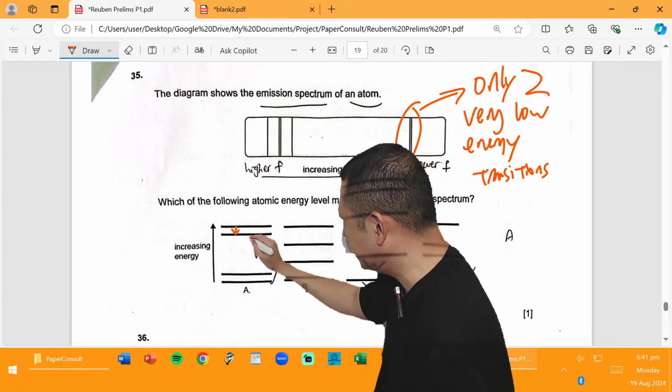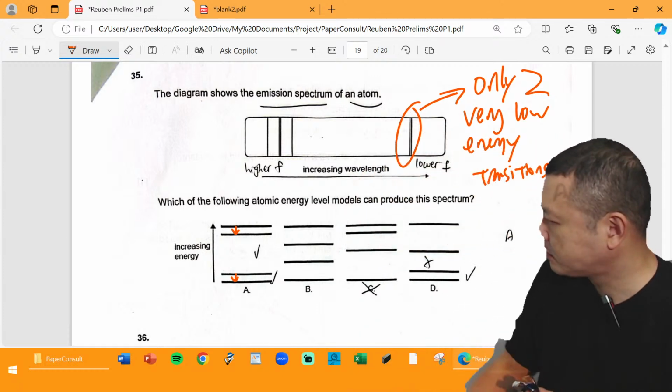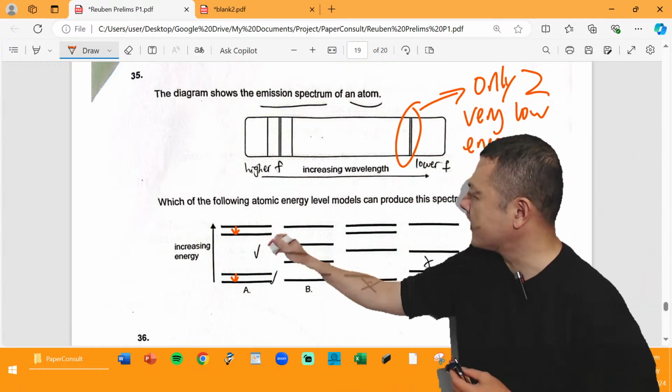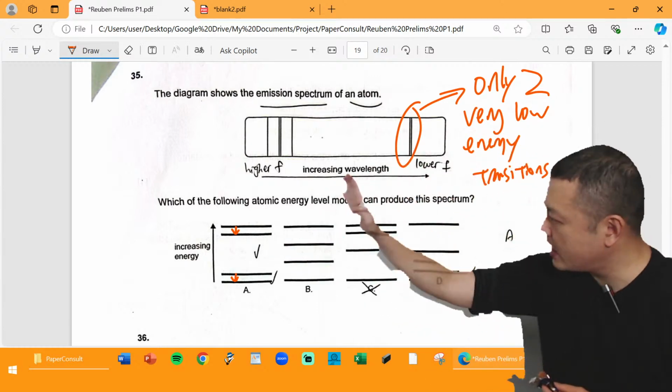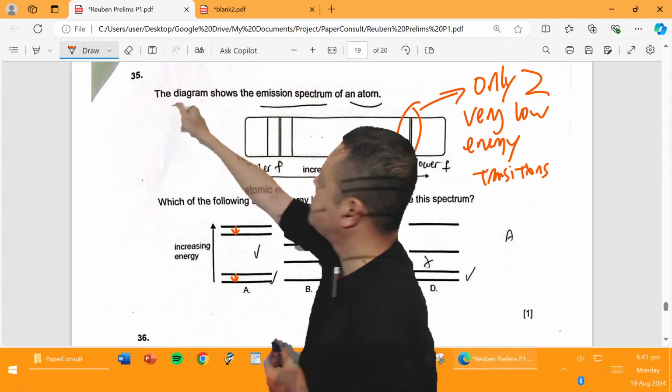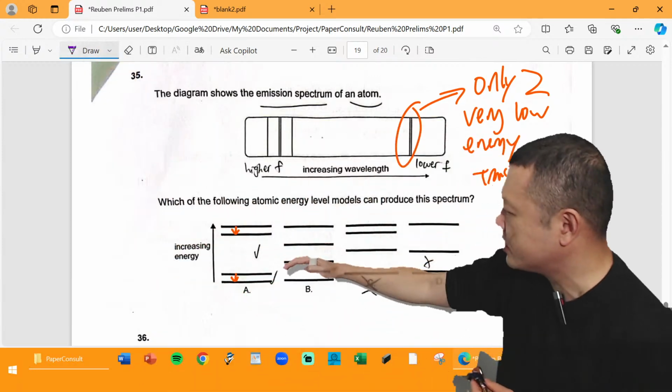Because you see this transition here and this transition here, right? It gives you two very low energy transitions. But let's draw the others. Let's test out the other transitions. Okay, what are the other transitions?